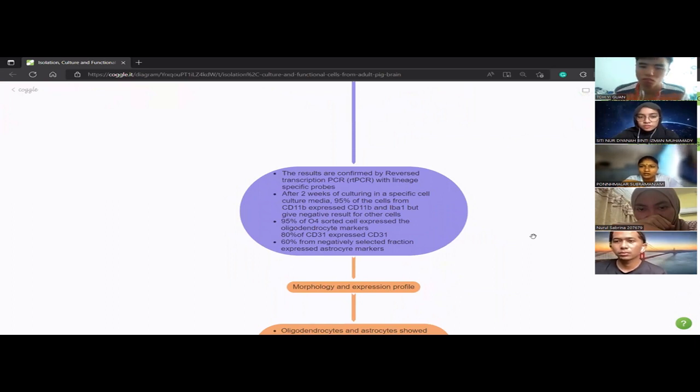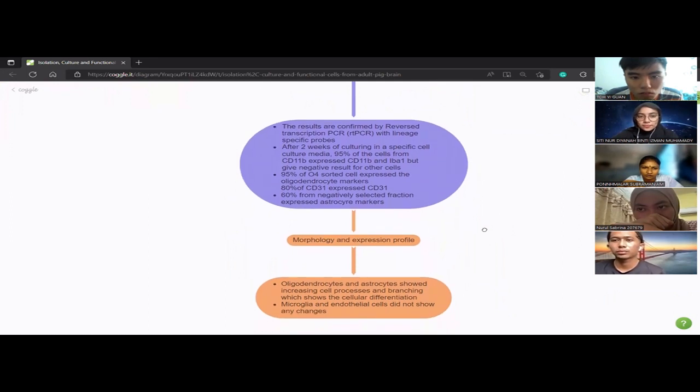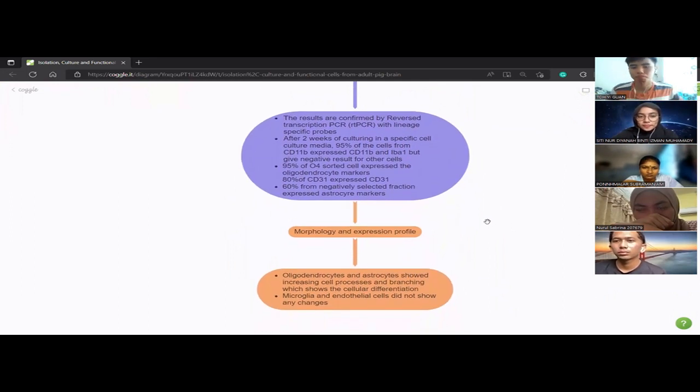To determine the morphological changes and expression profile, the cultures were cultured for 8 weeks, and these were the oligodendrocytes. After 2 weeks of culturing in a specific cell culture medium, 95% of the cells from the CD11B fraction expressed CD11B and IBA1 but gave negative results for other cells. Based on the outcome, 95% of the O4 sorted cells expressed the oligodendrocyte marker, while 80% of the CD31 fraction expressed CD31 cells. 60% from the negatively selected fraction expressed erythrocyte markers.